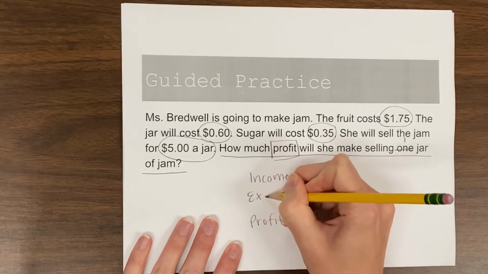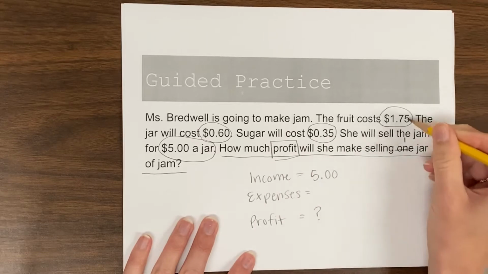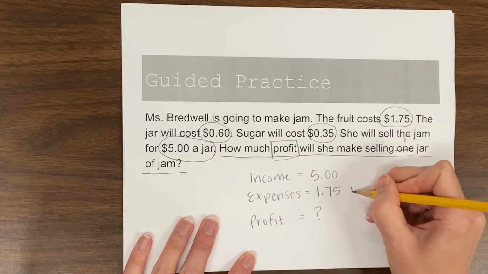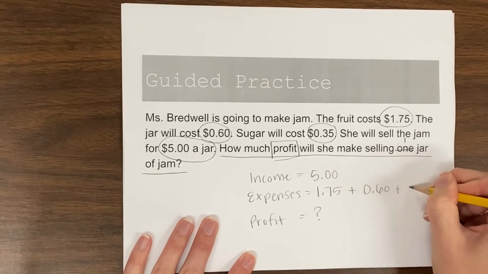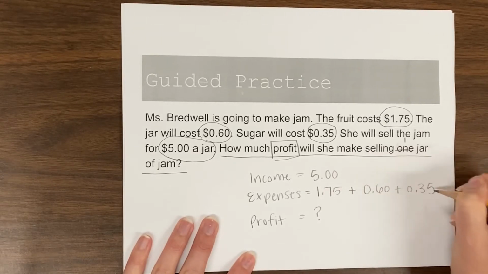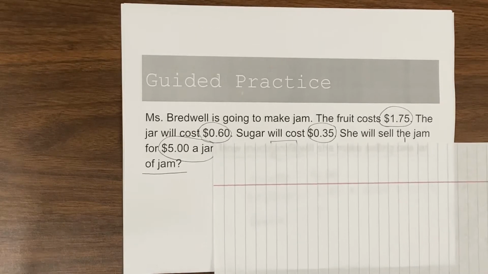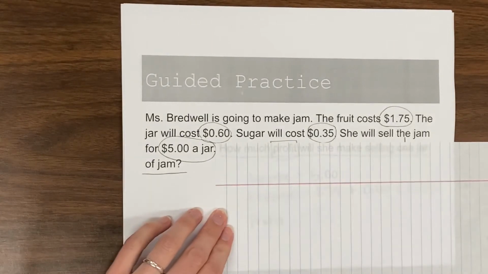And our expenses are going to be the fruit, the jar, and the sugar. So let's go ahead and get out our blank line sheet of paper and let's total up the cost of all of our expenses. So remember, I want to use these lines to line up my place values.